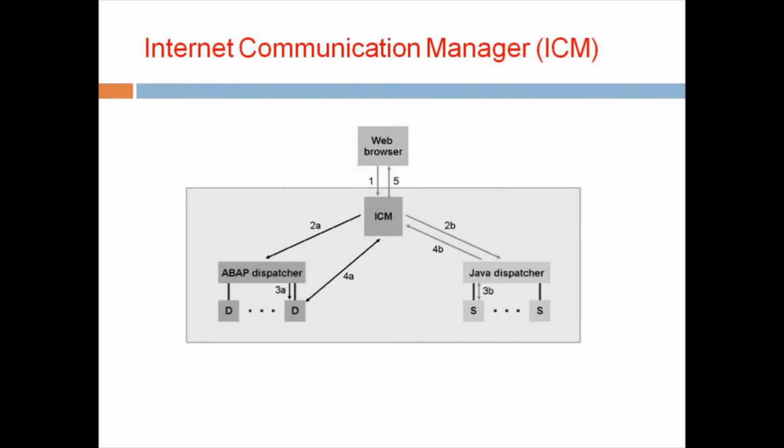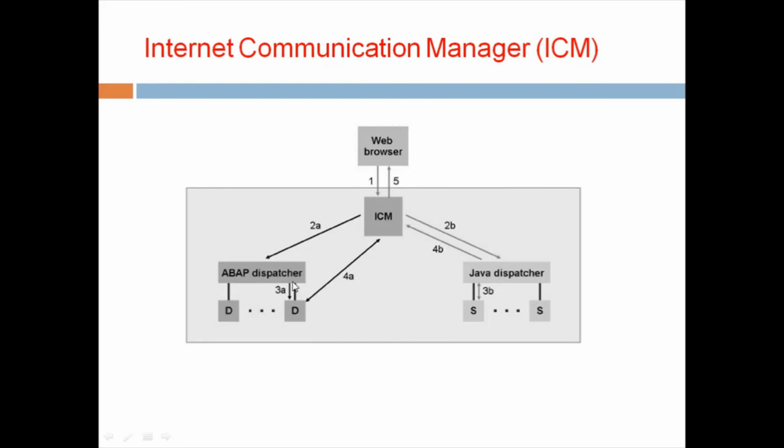If it cannot reply to the request from its cache, and the request is to the Java environment, it is sent to the Java dispatcher, which you can see as 2B, which then forwards it to a Java server process, which you can see as 3B. Then the Java server process refers to the Java schema, if applicable, and uses the Java dispatcher process to send the response back to the ICM. Finally, the ICM sends the response from the SAP system to the user who sent the request. So that is how it communicates from Java and back to the user who sent the request.